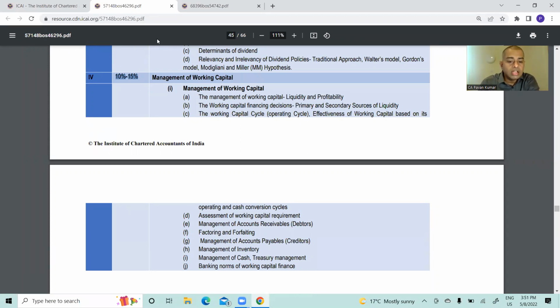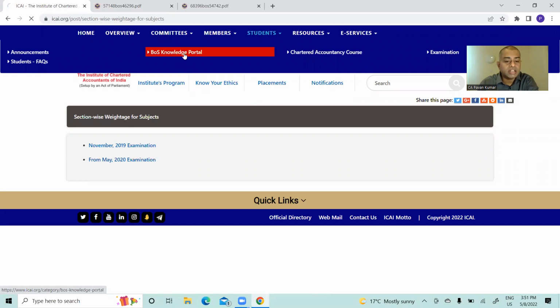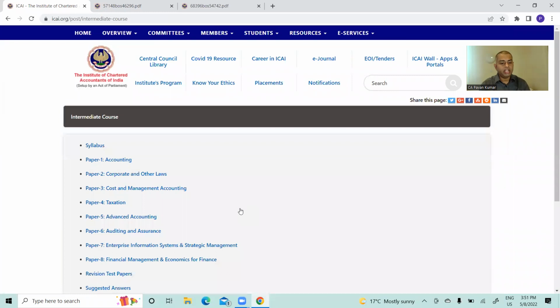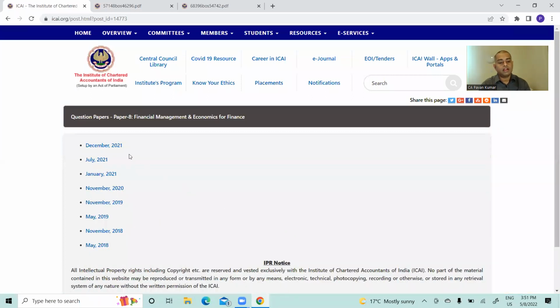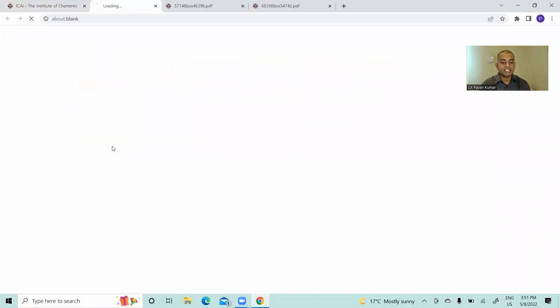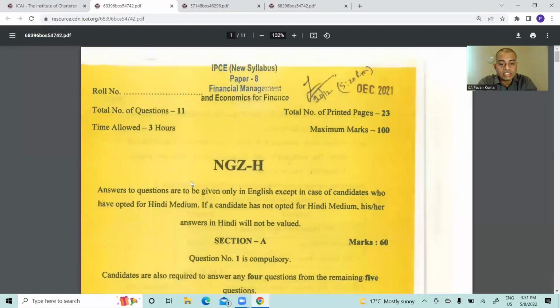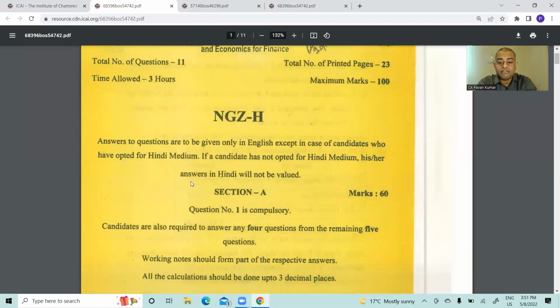Okay. So guys, shall we see the previous year question paper? Shall we see one previous year question paper so that we get the idea? So let us go to intermediate and then financial management and then question paper. Oh my God, which question paper you want me to open? Latest is the better one, isn't it? Okay, so this is new syllabus paper 8, financial management and economics for finance, December 2021.